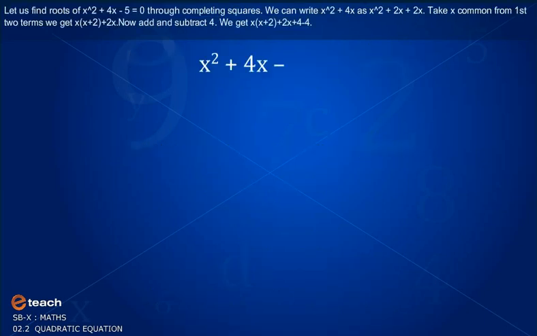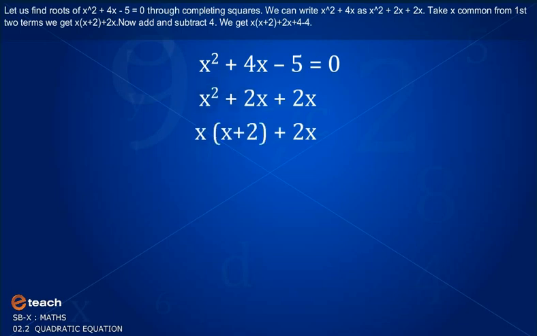Let us find roots of x square plus 4x minus 5 is equal to 0 through completing square. We can write x square plus 4x as x square plus 2x plus 2x. Take x common from first two terms, we get x into bracket x plus 2, plus 2x. Now add and subtract 4. We get x into bracket x plus 2 plus 2x plus 4 minus 4.